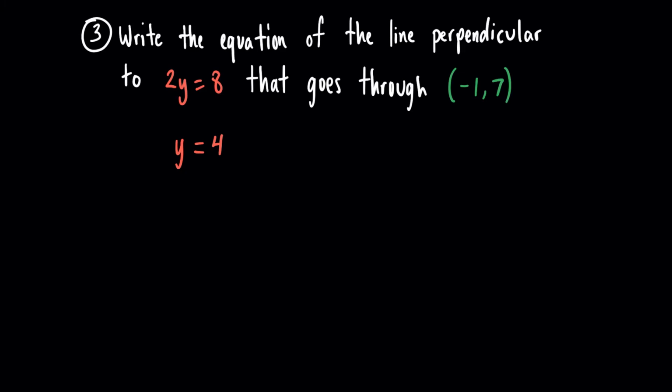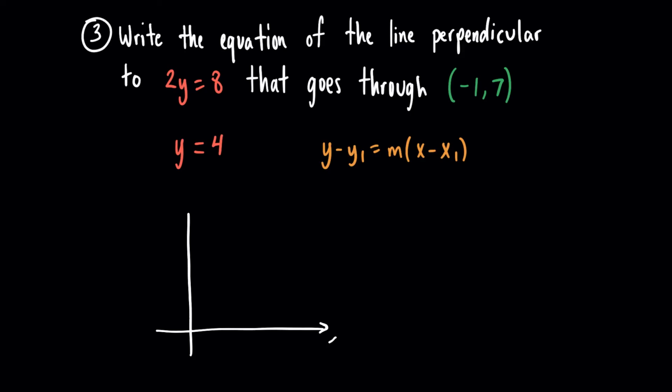And so when we write the equation of our line, y minus y1 is equal to m times x minus x1, we're going to need the slope of our new line to be perpendicular to the slope of this line. Let me just draw you a very brief rudimentary sketch of this. So imagine we have the xy coordinate plane here. This is the x-axis, this is the y-axis.